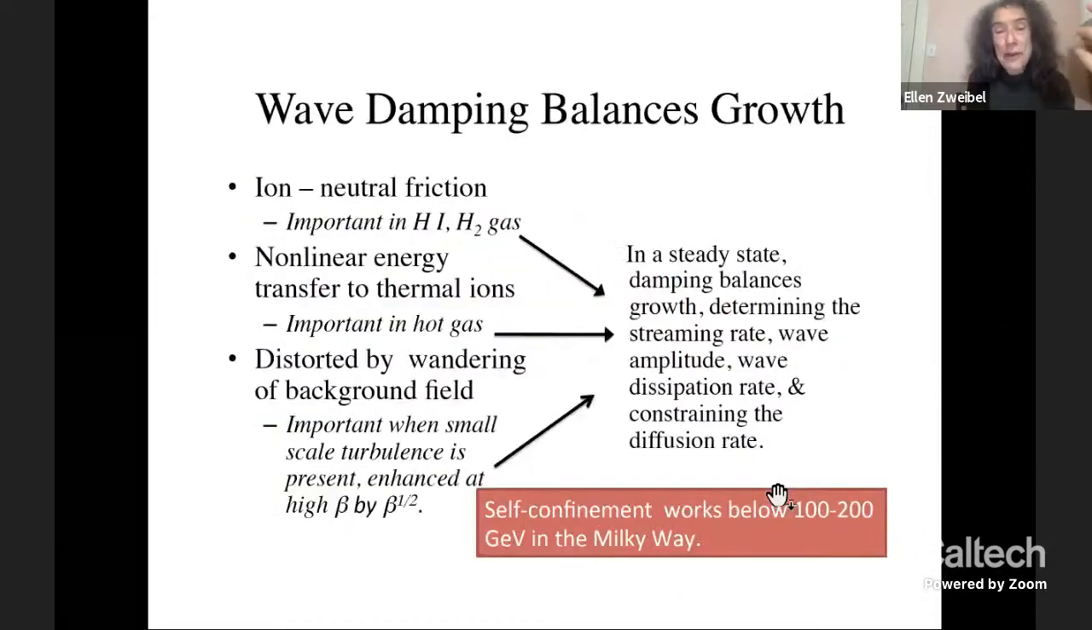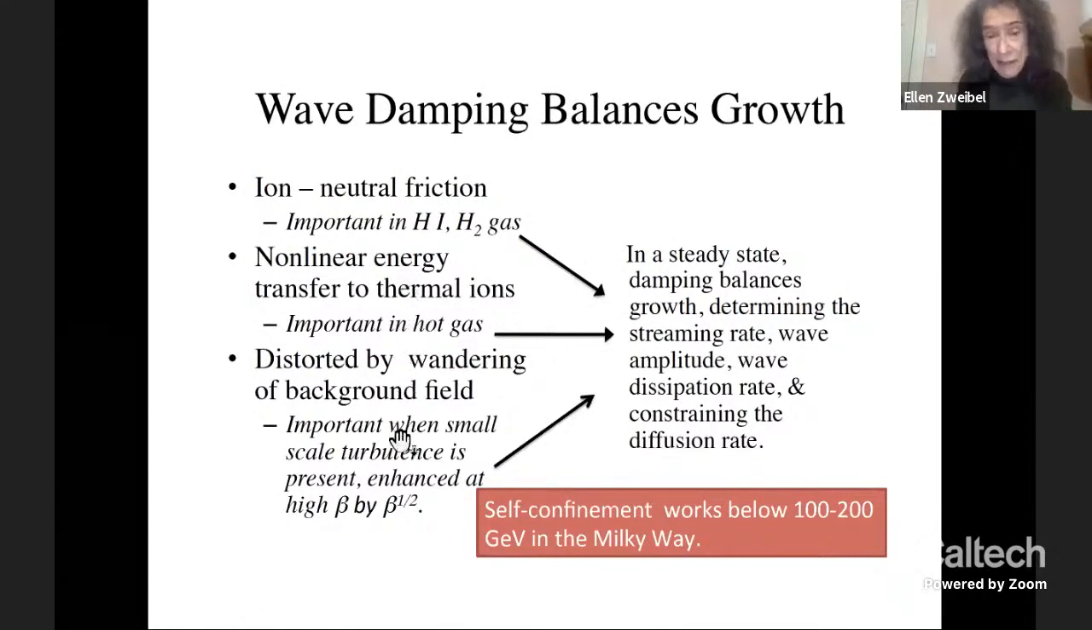To go a little further under the hood, what's going on here is that the cosmic rays are exciting the waves, and in a steady state, the waves are being damped by the thermal background. And the main damping mechanisms that have been considered historically are friction between ions and neutrals, which tends to damp the waves. This is important in cool gas. There are mechanisms for nonlinear energy transfer to the thermal ions.